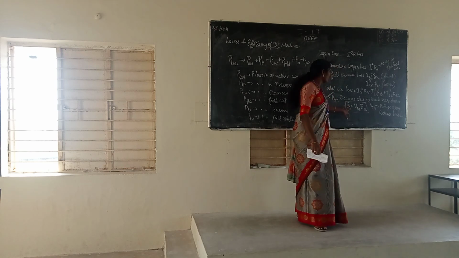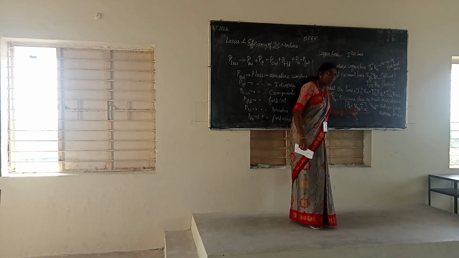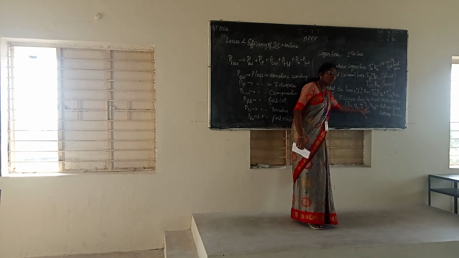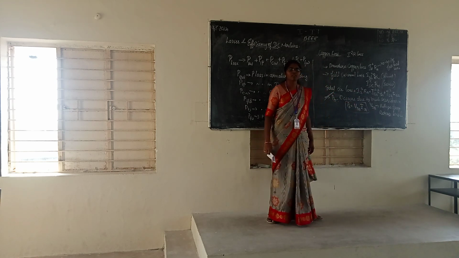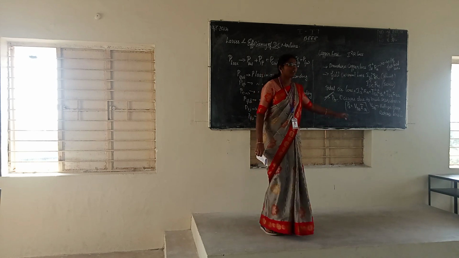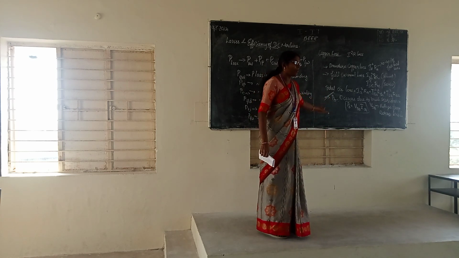So the brush loss is equal to, we know power is V into I, and here VDB, that is the voltage drop across the brush, times the current flowing through the brush. That type of loss takes place in the brush. Okay.